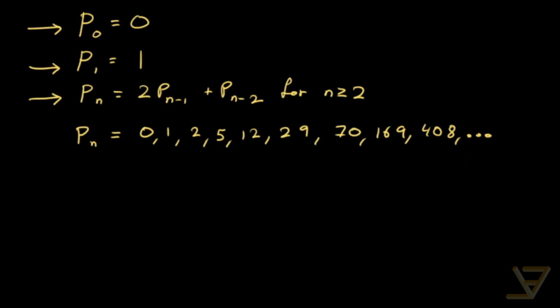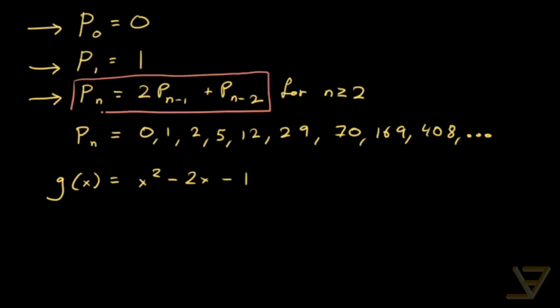As you can tell, it grows quite quickly. We've reached 3 digits in no time. So to solve this, we're going to use the theory of linear recurrences, and the first step is to define the characteristic polynomial g of x, which in this case is equal to x squared minus 2x minus 1. And we got that from the recurrence relation.